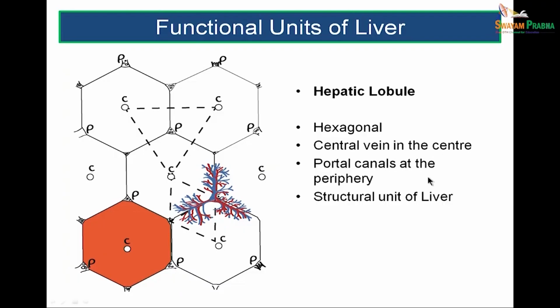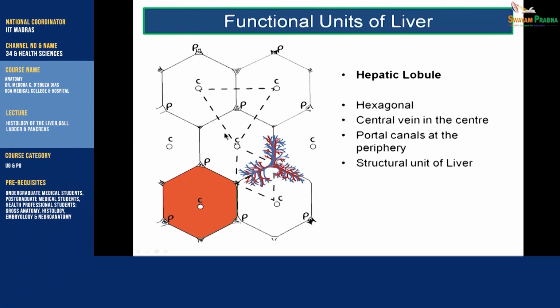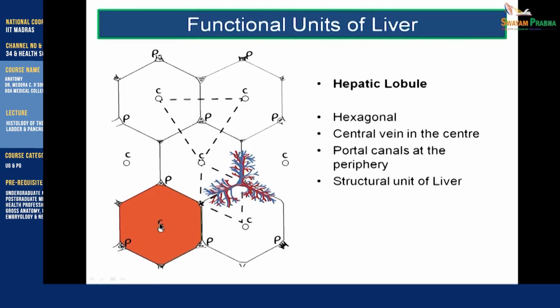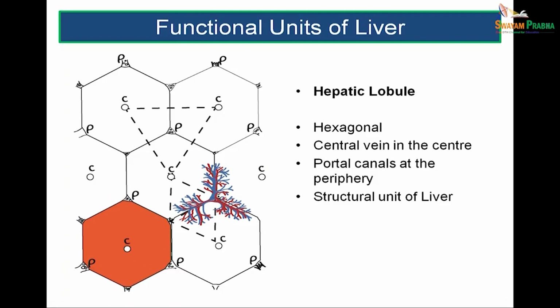Let's study the functional units of the liver. Here we see 5 classical hepatic lobules, and one of them has been colored in red for you to understand the hexagonal shaped hepatic lobule with the portal canals at the periphery and the central vein at the center. This is the structural unit of the liver.